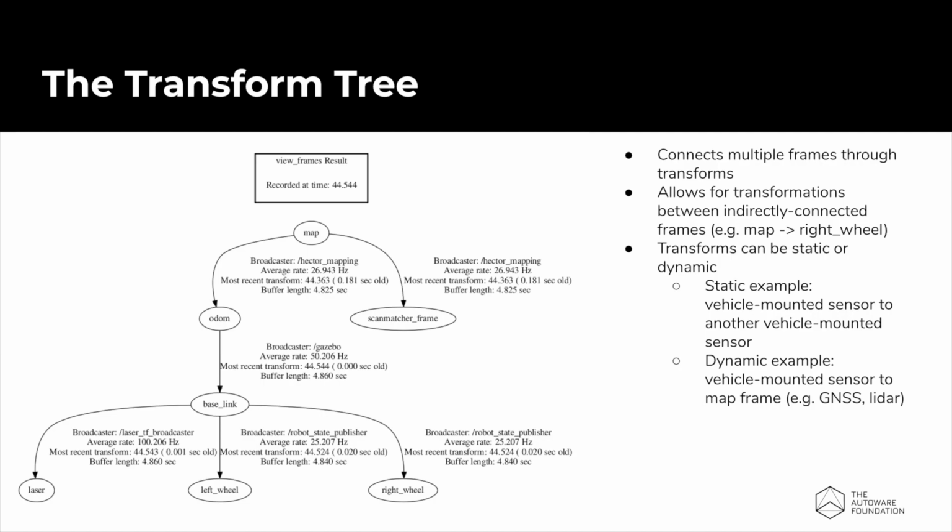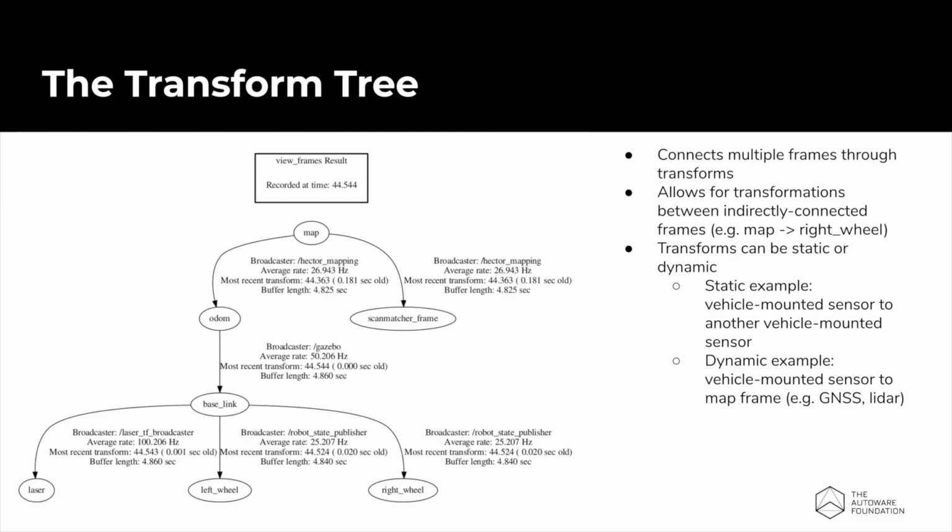So let's say that you see an object with a Lidar, and you want to be able to understand where that object is in the frame of reference of a camera. The transform tree allows you to define a frame for your Lidar, define a frame for your camera, and then transform data from one frame to the other.